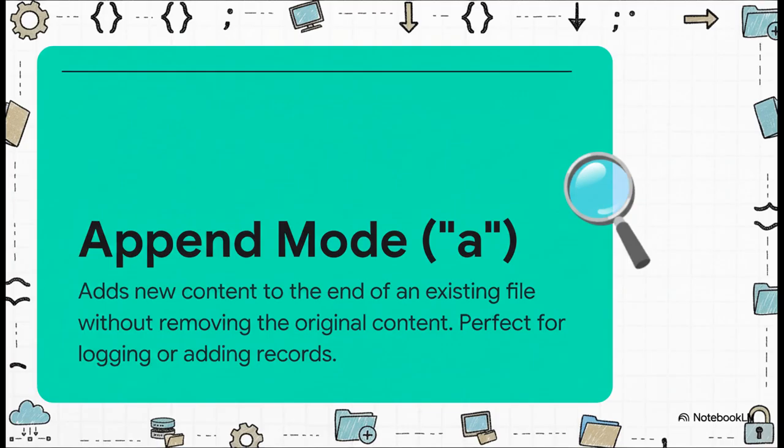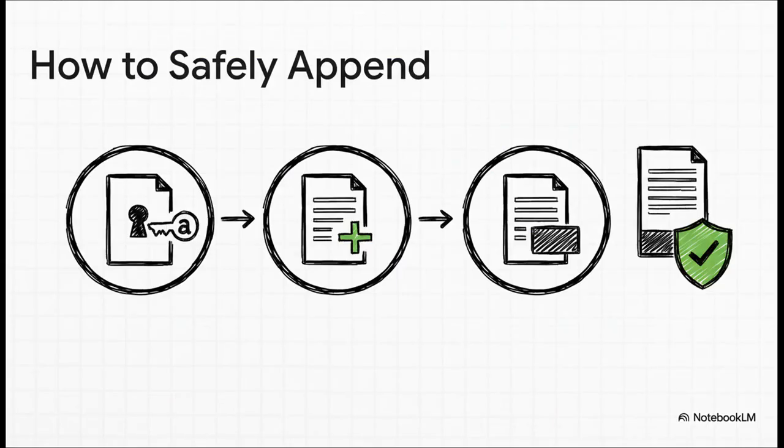I mean, think about it. A high score list for a game, right? Or a chat log. Or maybe a science experiment that's recording the temperature every hour. In all of those cases, you just want to add a new line without deleting the old ones. That is the perfect job for append. And the process itself? It's so simple and safe. You just open the file using A, write your new stuff, and you're done.